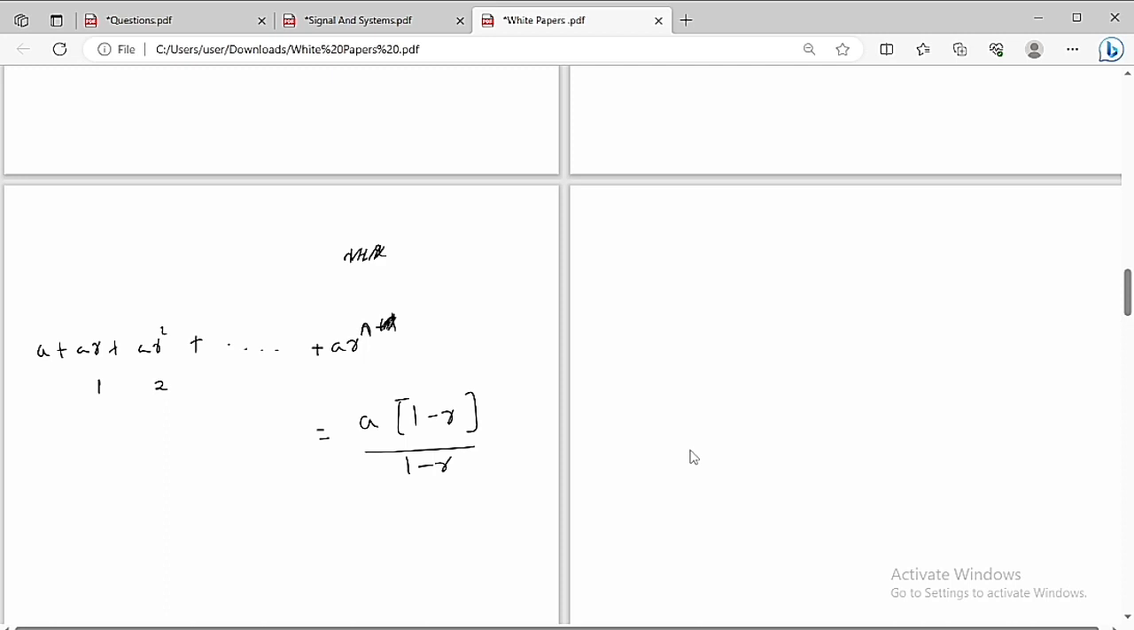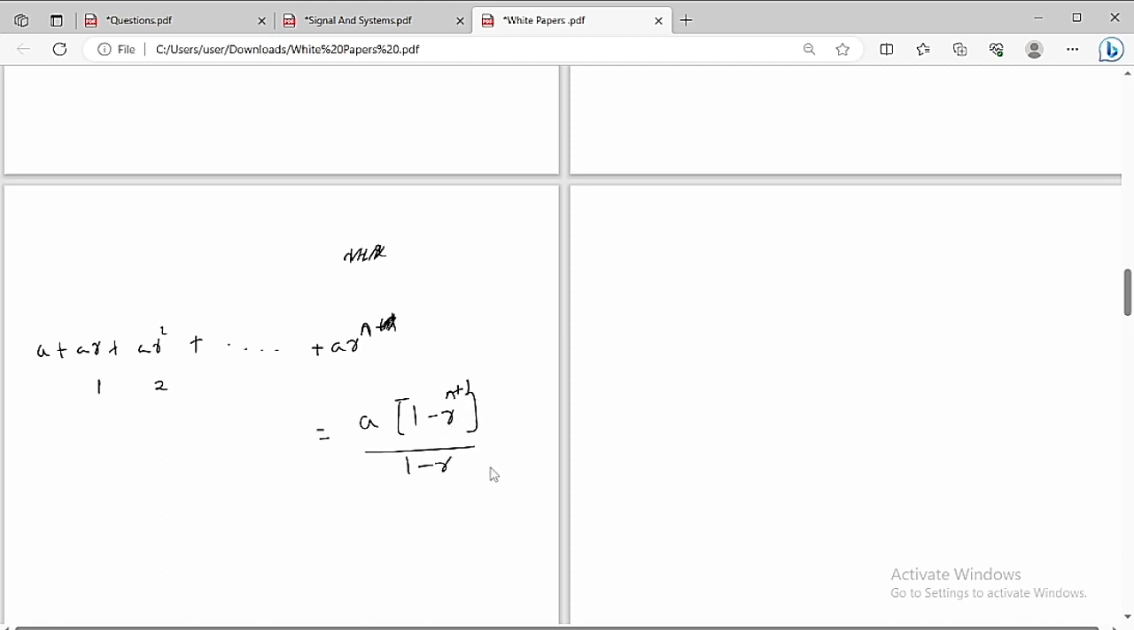Then what are we going to get? The terms 1, 2, up to N. Total number of terms is N plus 1. Suppose you take A into R to the power of N, then what is going to happen? R to the power of 1, R to the power of 2, up to R to the power of N means N terms, plus 1 more term. So the total number of terms is N plus 1. So A into 1 minus R to the power of N plus 1, by 1 minus R.